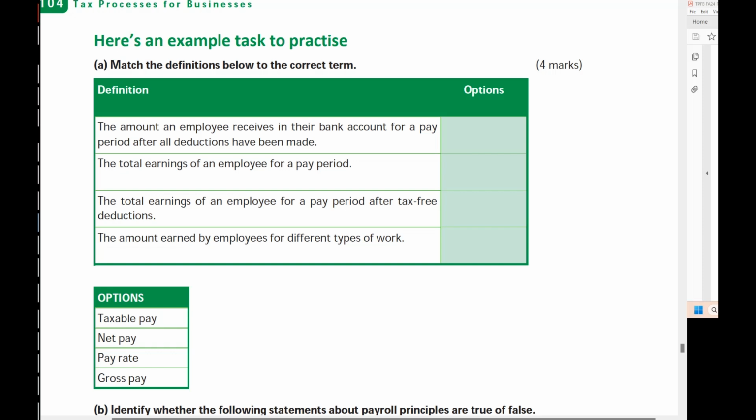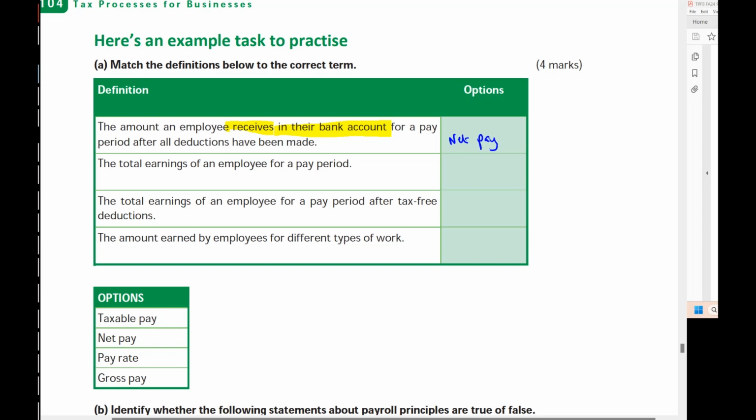So in part A, matching definitions to terms, we have options of taxable pay, net pay, pay rate and gross pay. The definitions start with the amount an employee receives in their bank for a pay period after all deductions have been made. One of the keys here is receives in their bank. This is what the employee actually receives. We call that, of course, the net pay.